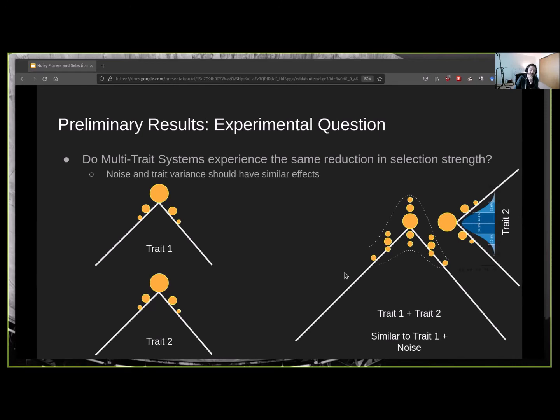And so that leads us a bit into the preliminary results, where we wanted to know in systems with multiple traits, so where the fitness of the organism is the fitness on some task A and some other task B, is there an interaction between these traits that's similar to adding noise? And I sort of caricatured why we think this would be the case, because if we're adding the fitness of trait 1 to the fitness of trait 2, and the fitness distribution of trait 2 is distributed around some peak like this or some other distribution, it should look something like adding noise to the other trait.